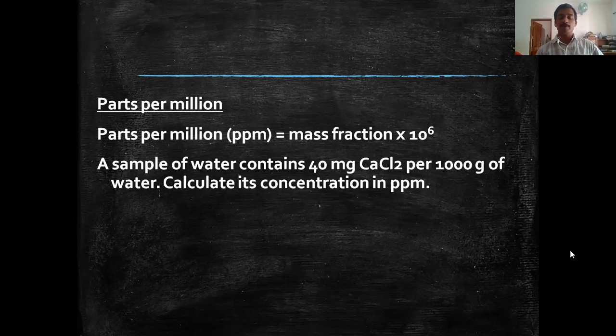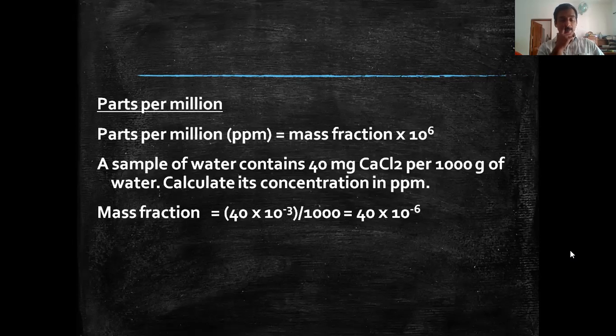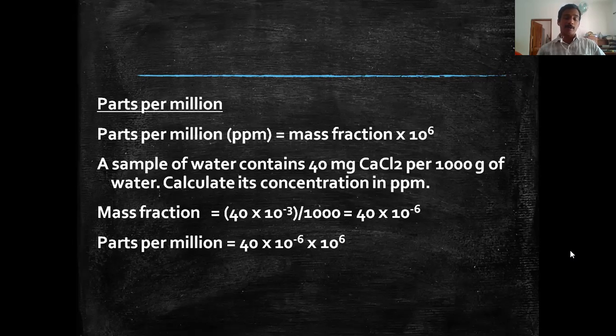Now substitute the values in the equation. Mass fraction is equal to mass of solute divided by total mass of the solution. Mass of solute, 40 into 10 raised to minus 3, divided by 1000, that is equal to 40 into 10 raised to minus 6. Now what is parts per million? Mass fraction into 10 raised to 6. That is 40 into 10 raised to minus 6 into 10 raised to 6, equal to 40. So 40 is the answer.